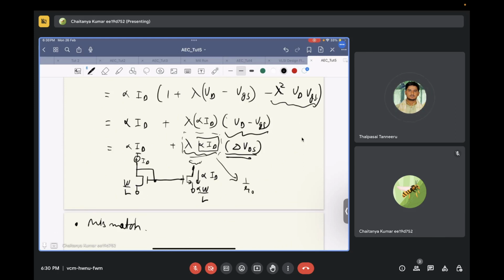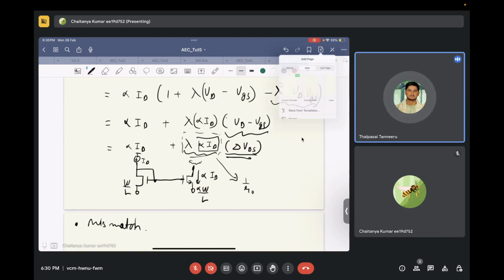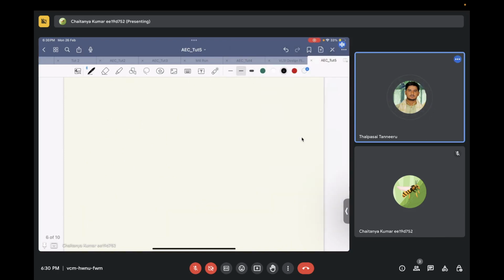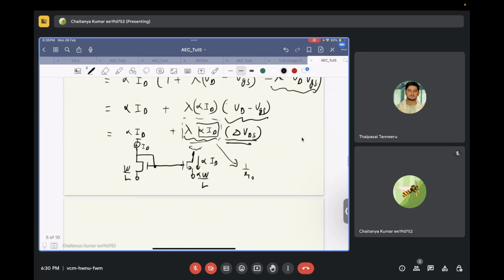Yes, considering channel length modulation. So basically what you get at the end is I is alpha times ID plus delta VDS by r naught.